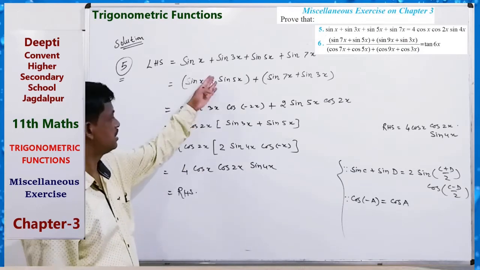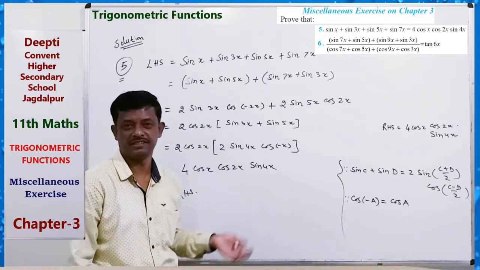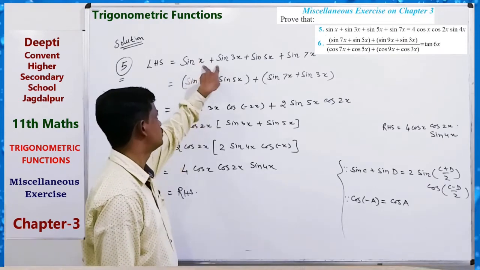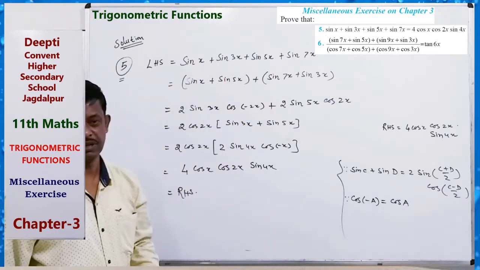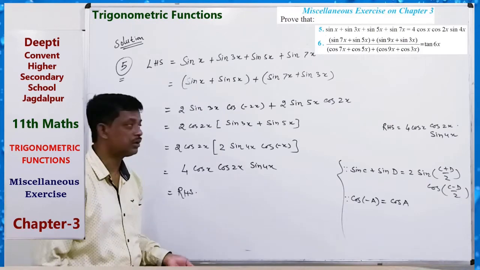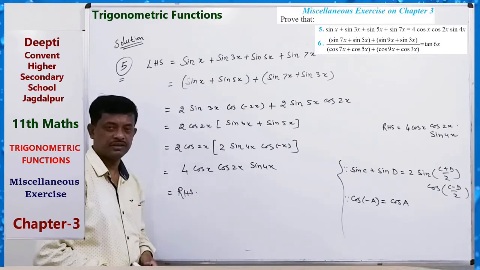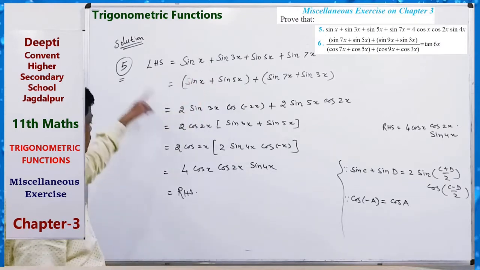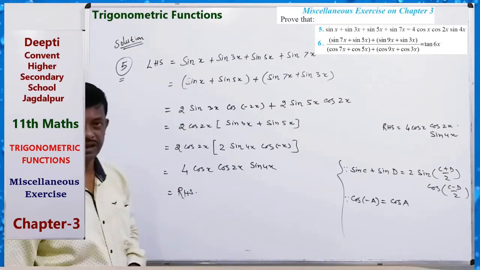So this combination gives the answer in short. You can also do this by taking these two, and then maybe the process will be longer. Okay. This is the short process for this combination. So that is the solution of 5.